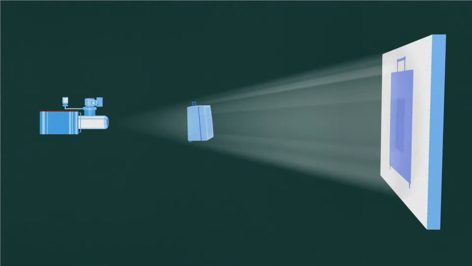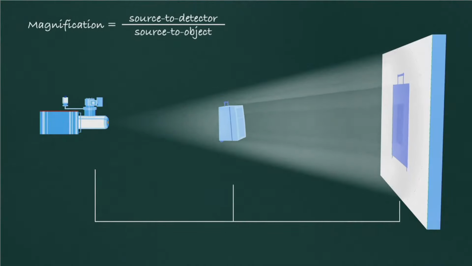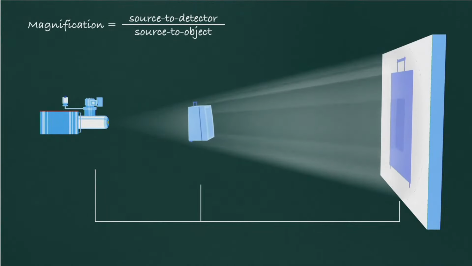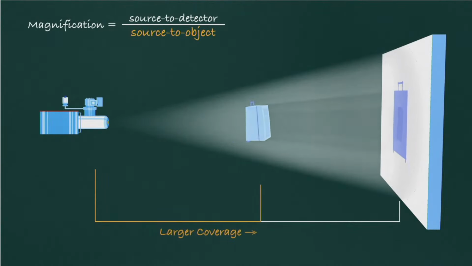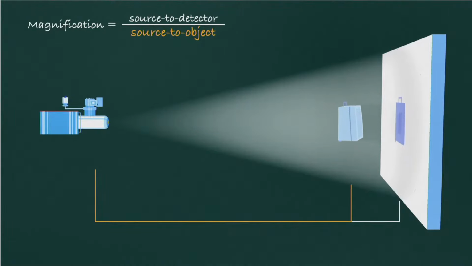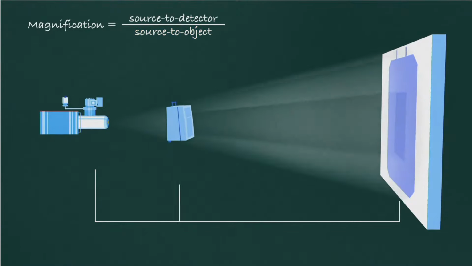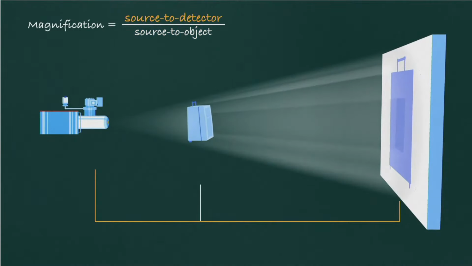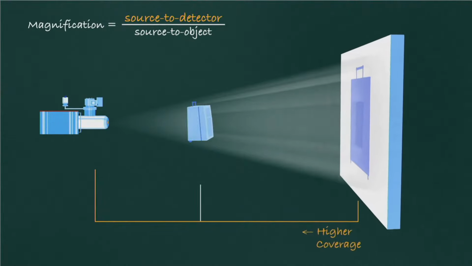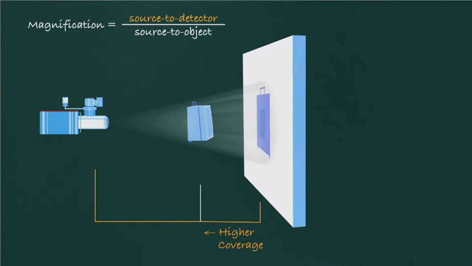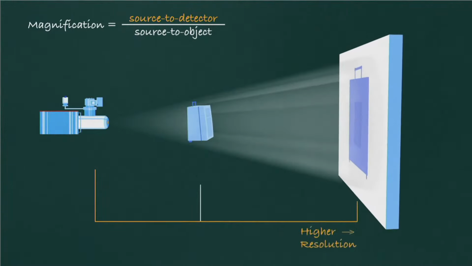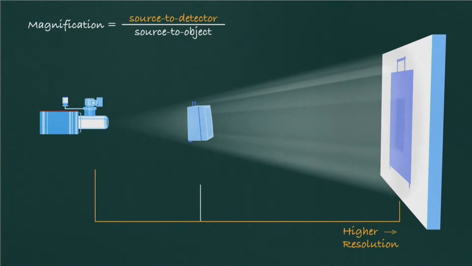With a point X-ray source, magnification and illuminated volume can be adjusted. Larger coverage is achieved by moving the object closer to the detector, while higher magnification is achieved by moving the object closer to the source. The source to detector distance also plays a pivotal role in balancing magnification and coverage. Moving the detector closer to the object results in higher coverage, while moving the detector further away yields higher resolution.